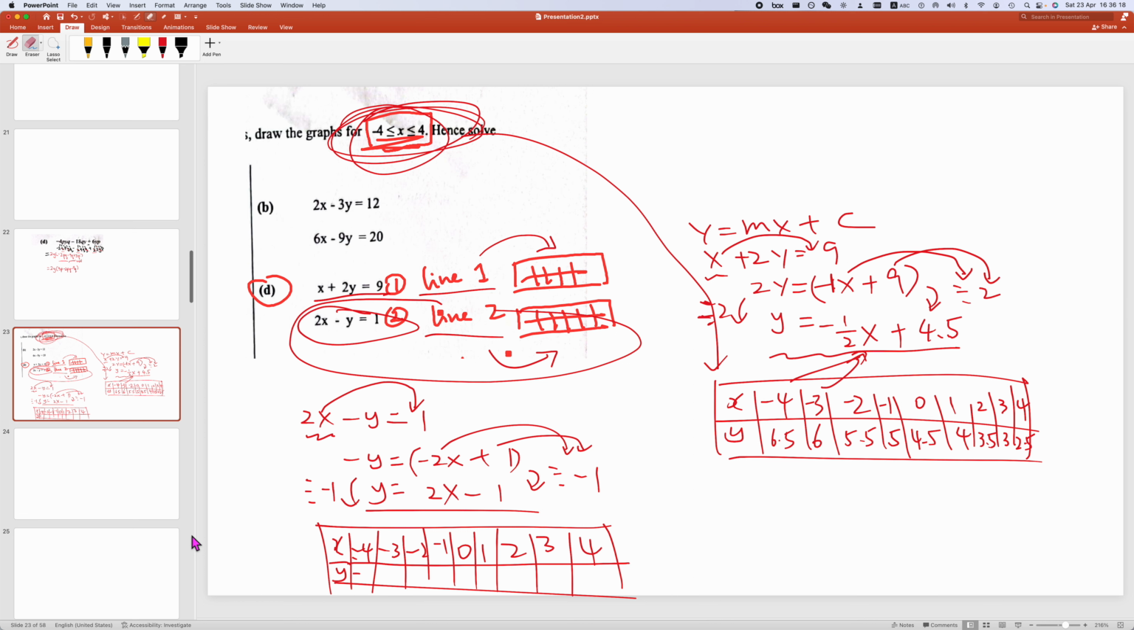So you will get minus 9, minus 7, then minus 5, then minus 3, then minus 1, then 1, 3, 5, 7.